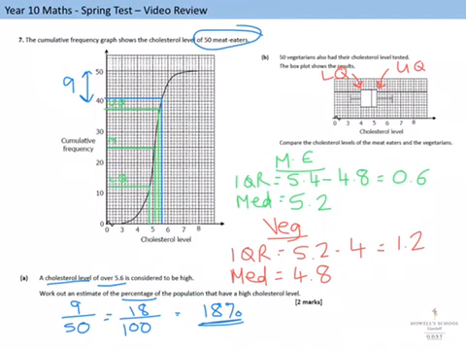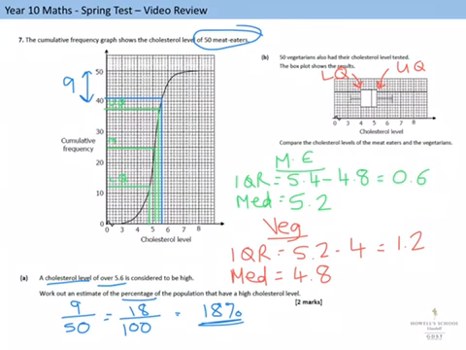So if we look at the IQR, meat eaters are 0.6, whereas vegetarians are 1.2. That tells us that the cholesterol levels of the meat eaters are much more consistent. So our first point we're going to say is the meat eaters' cholesterol levels are more consistent because the interquartile range is smaller.